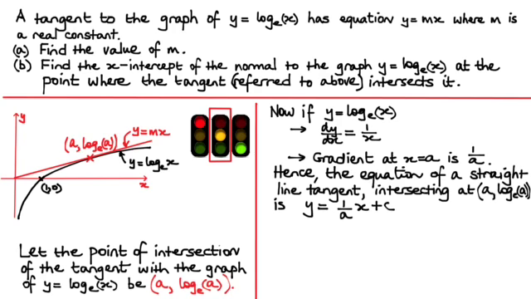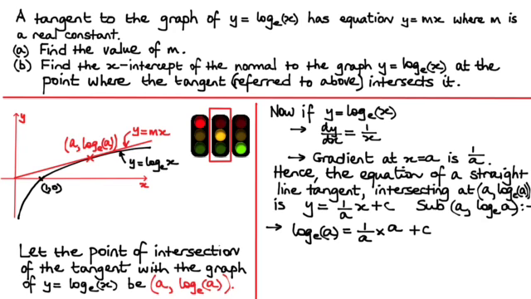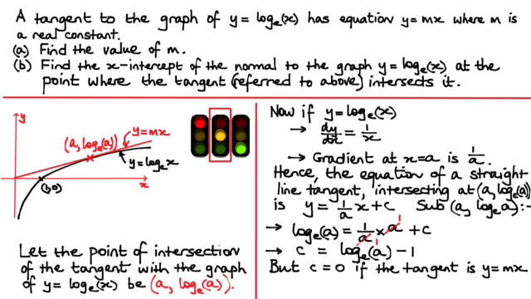So we've got our gradient now. Hence, the equation of a straight line tangent intersecting at a and log a would be of this form: y equals m, in this case 1 over a, x plus c. Now, why don't we substitute our value of x in here and our value of y in here, and see where that takes us. So log of a equals 1 plus c. Now, guys, you know and I know that c in this case is 0. So why don't we just use that information by setting c equal to 0 and see where that takes us.